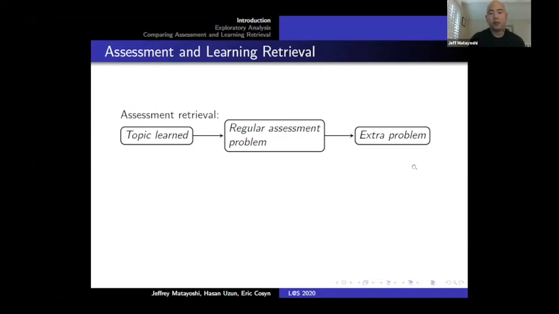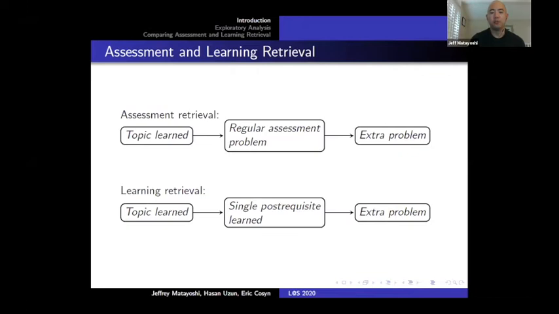We're going to compare this to what we're going to call learning retrieval. In learning retrieval, you start the same way: something's learned in the learning mode. But next, instead of being assessed on the problem, they go on and learn a single post-requisite of the topic. So we're replacing this assessment portion with learning of more advanced material that builds on the actual topic. And then we're going to test the retention again with the extra problem.